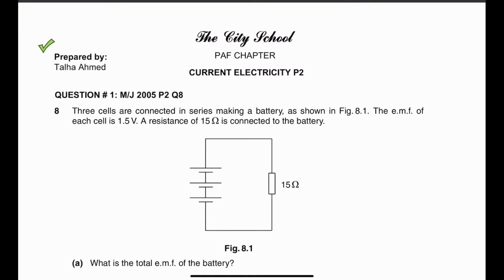Alright, welcome everyone. So this is a worksheet that I have prepared by compiling paper 2 questions of O-level physics for the chapter of current electricity, and there are about 8 questions that we will go through. So let's get going.